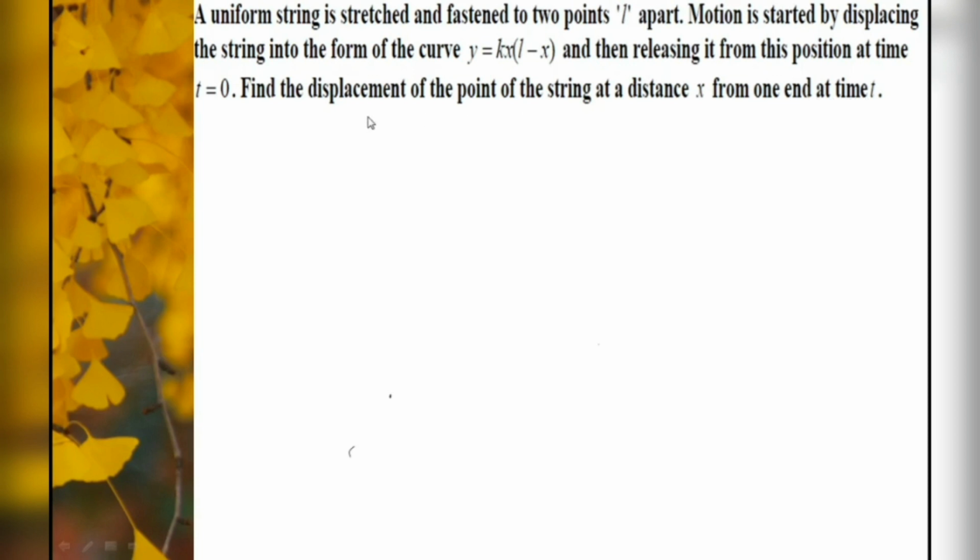Here the displacement function is given by y of x comma t. It is given that the two ends of the string of length L are held fixed. So if the string is of length L, then one end is at x equal to 0 and the other end is at x equal to L. That's the meaning.